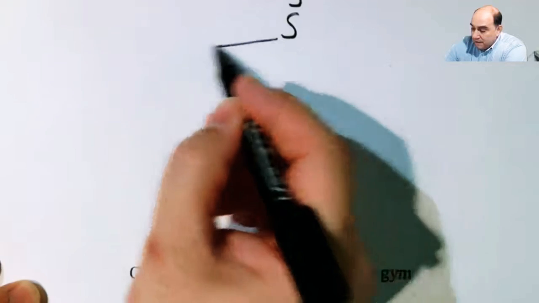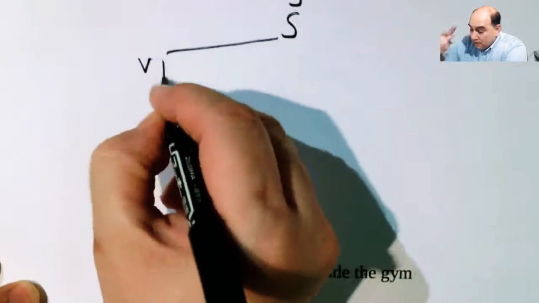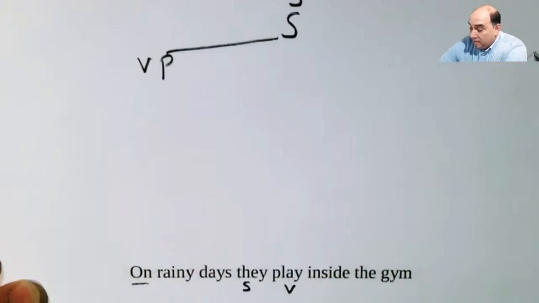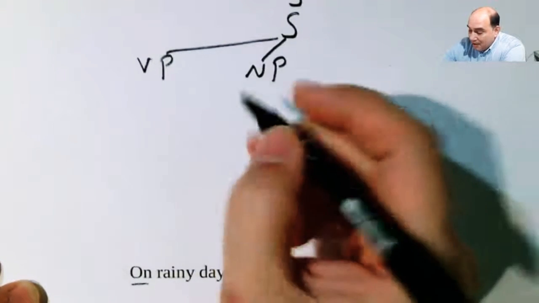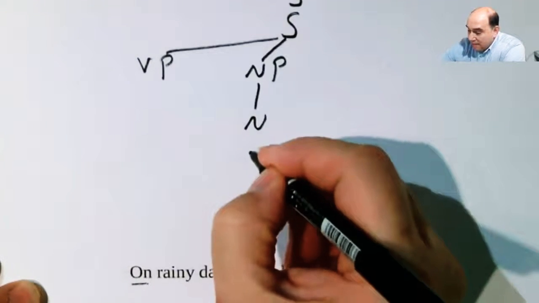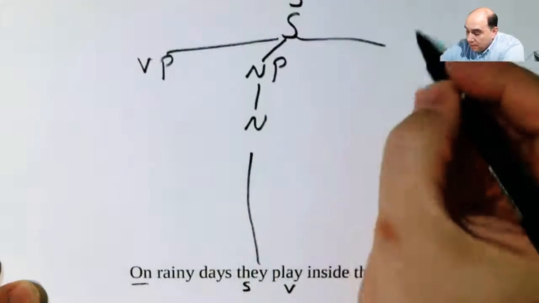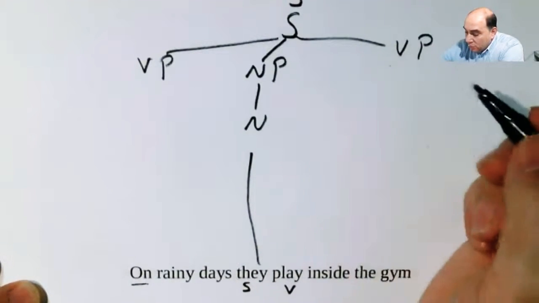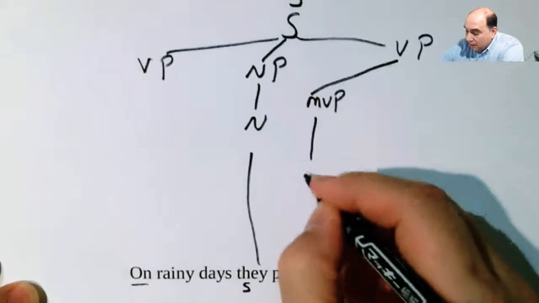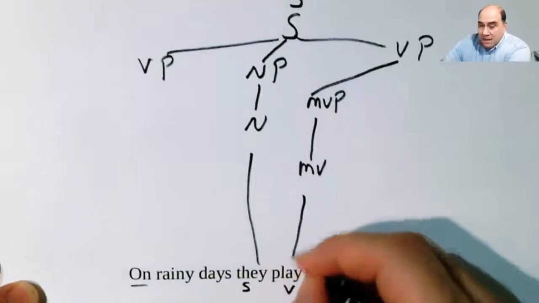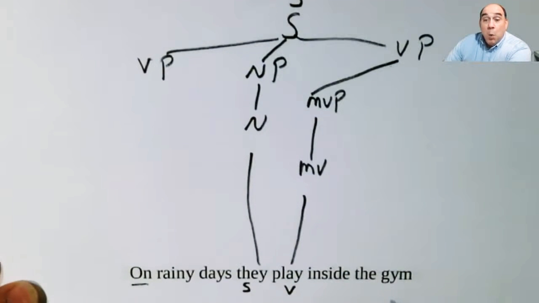We're going to have a verb phrase, because this verb phrase is going to describe something here, right? I'm going to have a noun phrase here, which is they. Just a noun, right? They. I'm going to have a verb phrase over here. And the verb phrase is going to be just one thing. Main verb phrase. It's all it is. It's just a main verb. There's nothing else. Inside the gym, describing where they play.